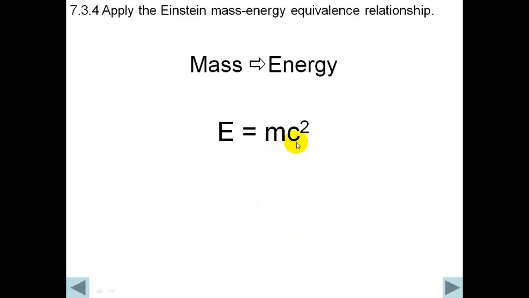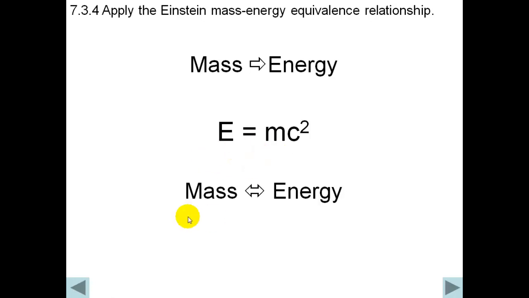c is the speed of light. So the speed of light, which is 3 times 10 to the 8, squared is going to be 9 times 10 to the 16. So you get the mass defect, you multiply by a factor of 9 times 10 to the 16, and you will find out how much energy is going to be released by the fusion of those nuclides. So this is the mass-energy equivalence.